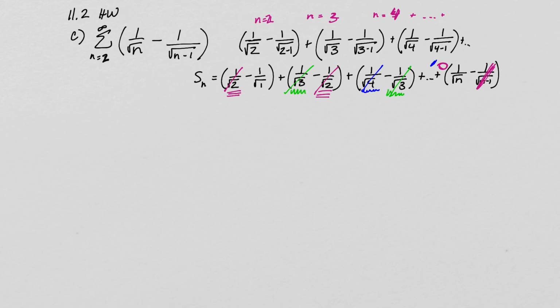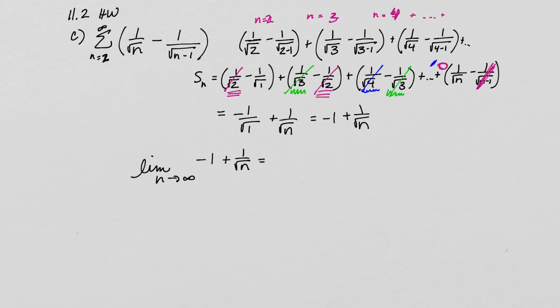And so what I'm left with is just the minus 1 over square root of 1 plus 1 over square root of n. So I'm just left with negative 1 plus 1 over the square root of n. And then I take the limit of that. So we look at the limit as n approaches infinity of negative 1 plus 1 over the square root of n. And that ends up being negative 1 plus 0, or negative 1. Does that help?